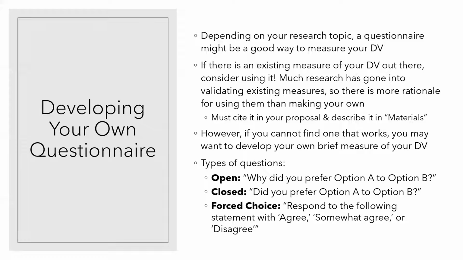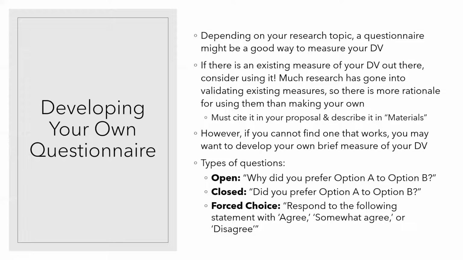So depending on your research topic, a questionnaire might be a good way to consider measuring your DV for this project. As a quick note, if there is an existing measure of your DV out there, you should really consider using it. Much research has gone into validating these existing measures, so there's often more rationale for using them than just randomly deciding to make your own, because it won't have any existing research on how strong of a measurement method it really is.